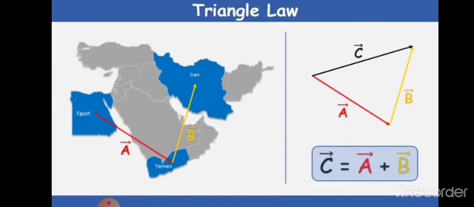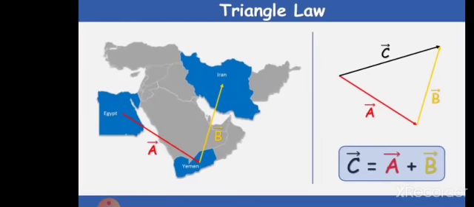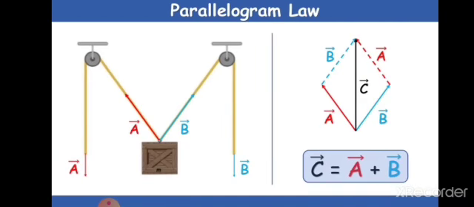So here the two vectors are in the same order, but the resultant vector C is in the opposite order. Similarly, the polygon law is applied for n number of vectors, where the vectors are in the same direction, but the resultant vector is in the opposite order, and it is the closing side of the polygon. In the parallelogram law, the two vectors are adjacent sides, but the resultant vector is drawn along the diagonal of the parallelogram.